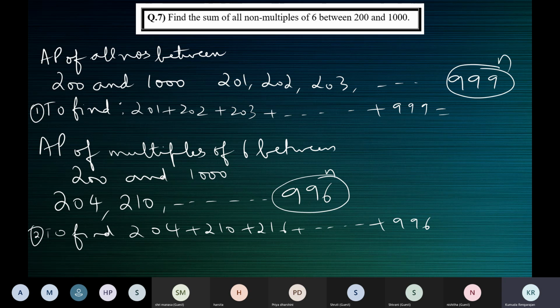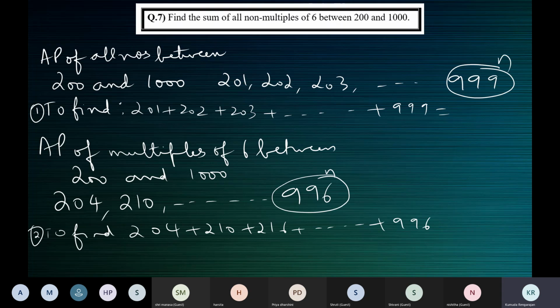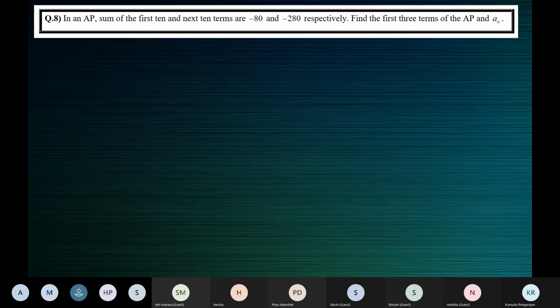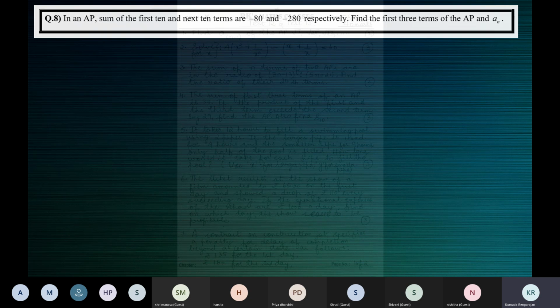Please try these sums. I'll share these answers on WhatsApp. I have it worked. So I think you got the question. Okay. I thought we can do some from AP, I'm sorry, quadratic equations, but this itself is taking time.